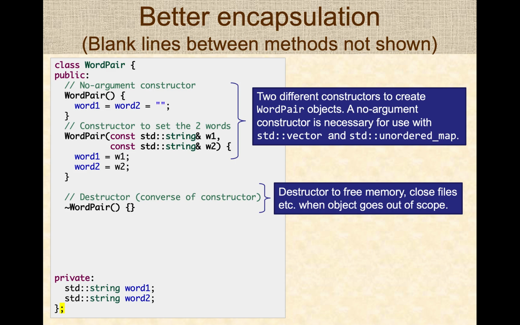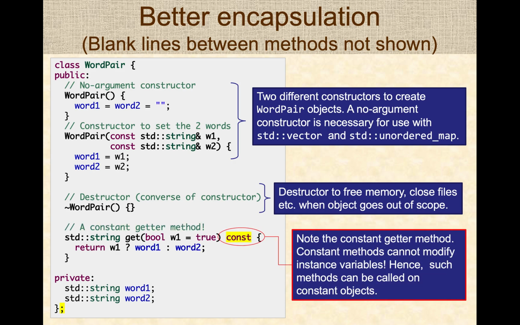So constructors have the same name as the class name. Destructors have the same name but with a tilde in front of it. Of course, you would have some getter methods and setter methods. Here's an example of a getter method.